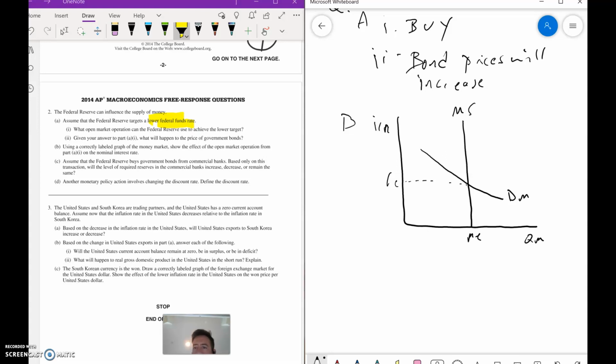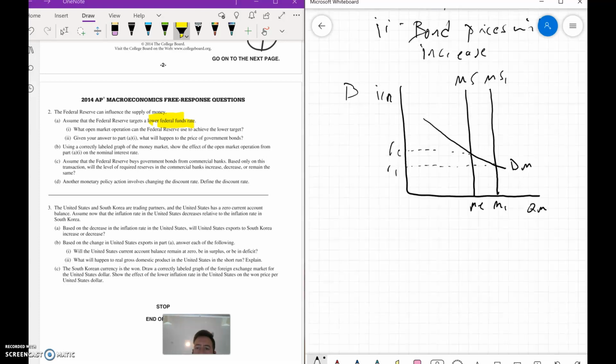And we have money supply increasing. Let's label this all here. There we go. As you can see, money supply increase, which causes nominal interest rates to decrease. That's all you needed for B.